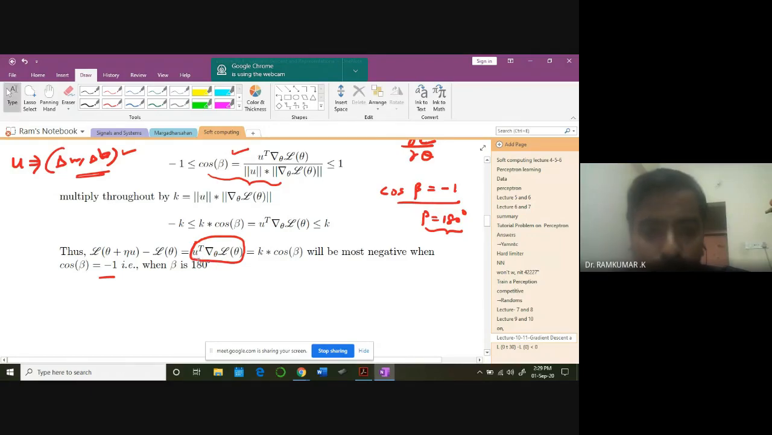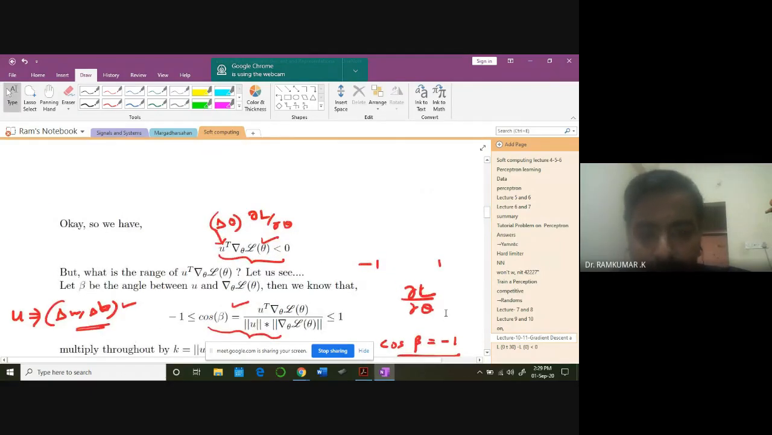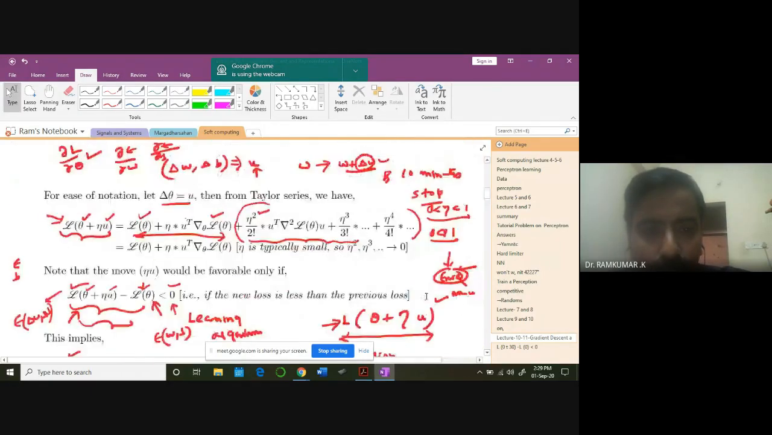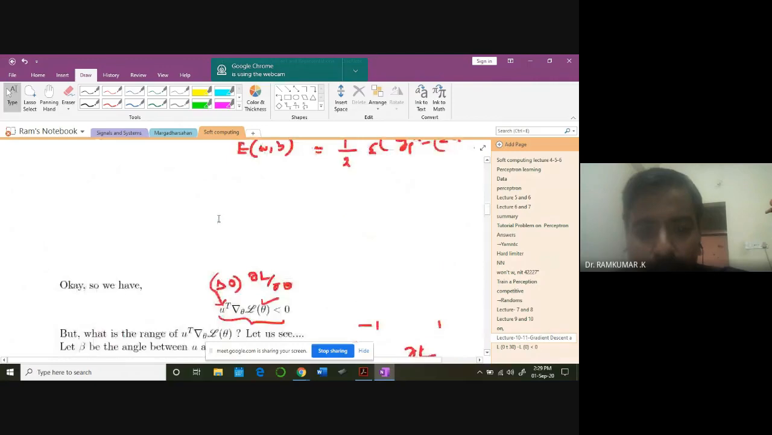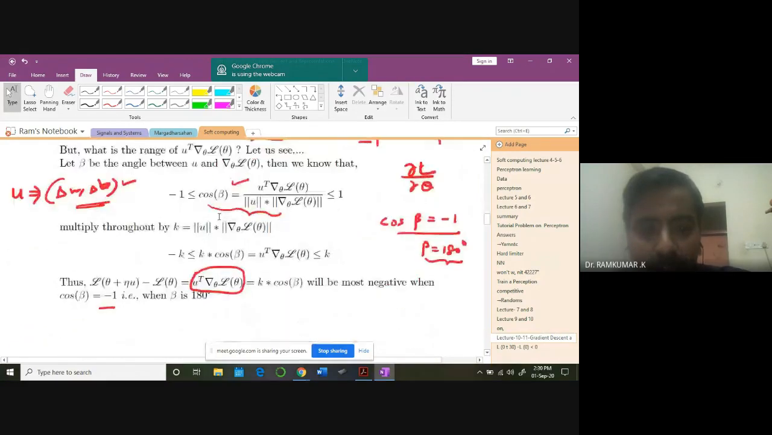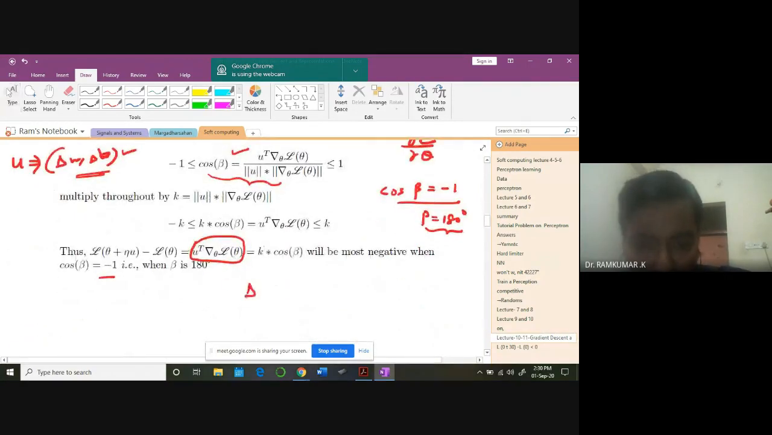What is u? U is nothing but delta theta. You understand first what is u? Once you understand what is u, delta theta is the change in the updated weight you are looking at, and then dou L by dou theta. What is this? This is a gradient. You understand? This is a derivative I'm looking at.